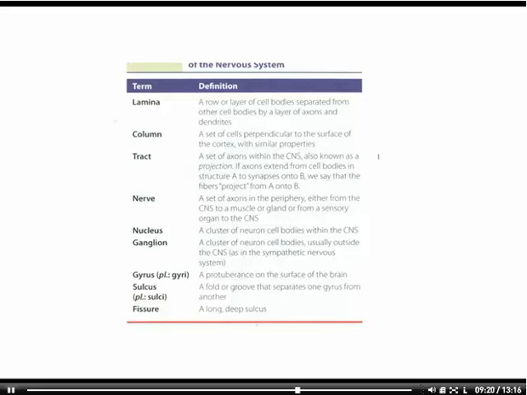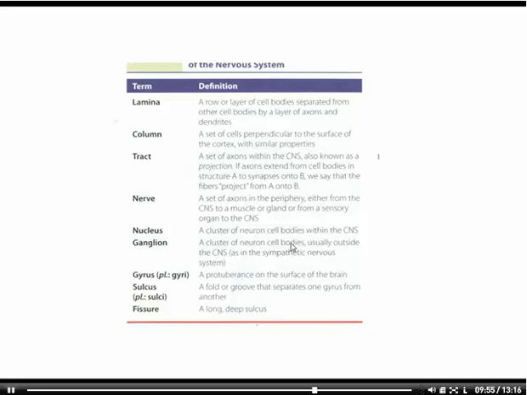If you say the suprachiasmatic nucleus, then it's a bundle of cell bodies above the optic chiasm. It's superior to the optic chiasm. So you call a cluster of cell bodies in the CNS a nucleus, but you call a cluster of cell bodies in the PNS, peripheral nervous system, a ganglion. So ganglions and nerves are in the peripheral nervous system, and a nucleus and a tract are in the central nervous system.